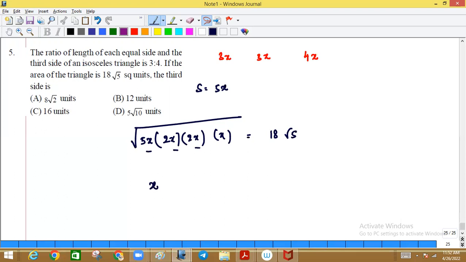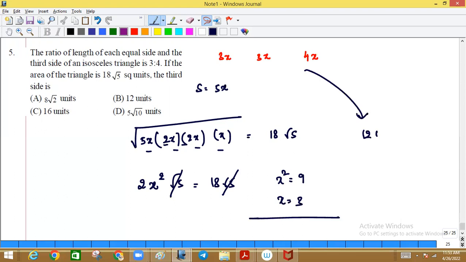x, x, x and x, therefore x square. 2 comes out, √5 is equal to 18√5. √5 cancels. x square is 9, x is 3. So 4x is 12 units. I'm using the formula under root of s into (s minus a)(s minus b)(s minus c).